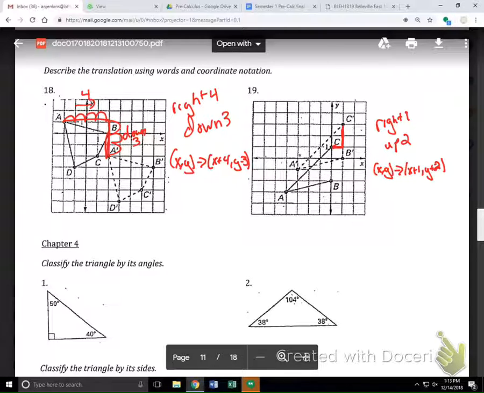So we're classifying by angles. This triangle here, is it obtuse, acute, or right? Right. It is right.